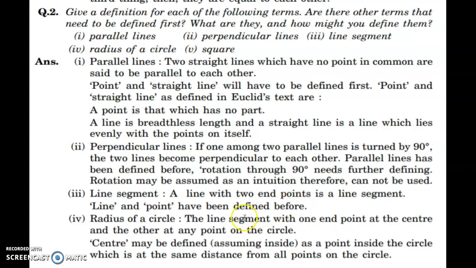Okay, my children? Right. Now come to the fourth geometrical term, radius of a circle. What is the definition of radius of a circle? How do you define radius of a circle? The line segment with one endpoint at the center and the other at any point on the circle. Isn't it, my children? Right. So, center may be defined as the point inside the circle which is at the same distance from all the points on the circle. Okay, my children? Understood? Right.